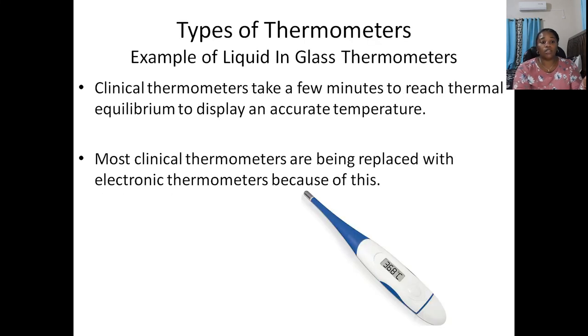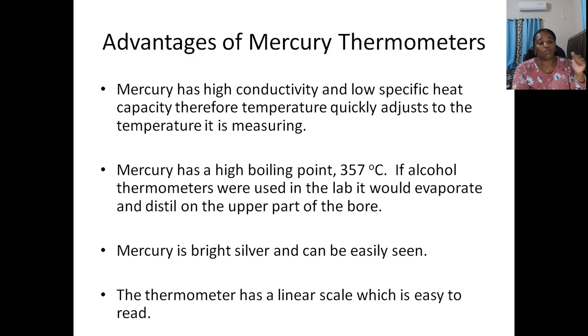Now, clinical thermometers take a few minutes to read because it takes a while for them to reach thermal equilibrium, and it takes a while for them to get an accurate temperature because they have to wait for it to equilibrate. So what's happening now is that they're becoming obsolete, and they're now using electric thermometers, which read much, much quicker. Now, the advantages of mercury thermometers.